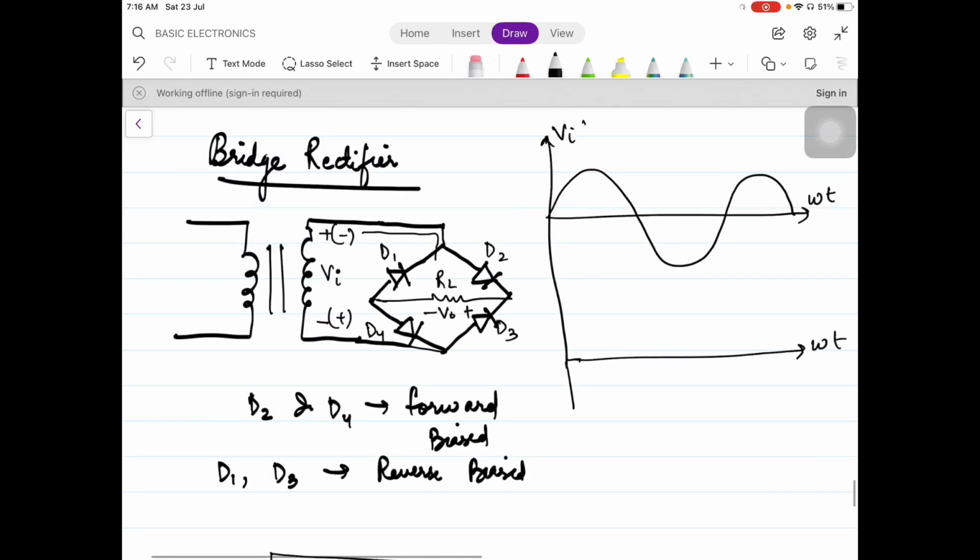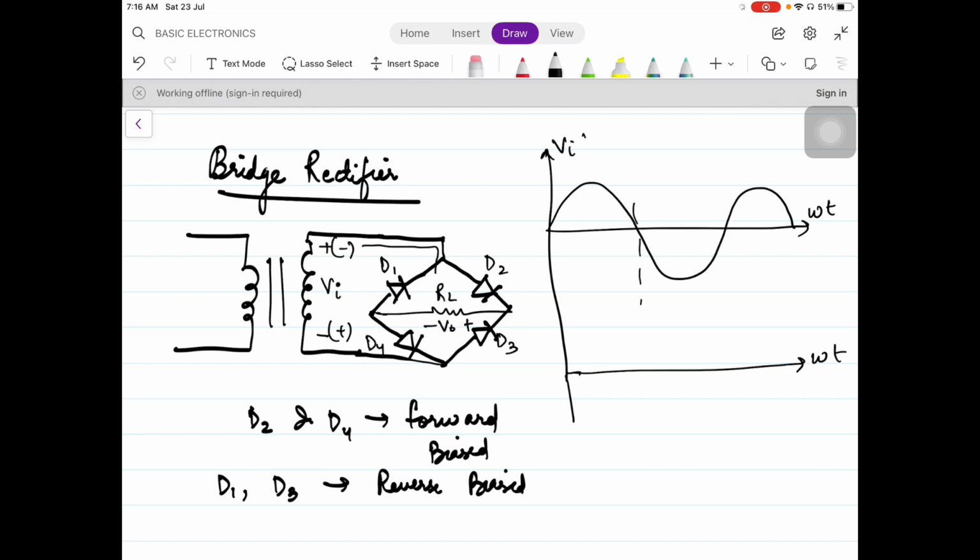Now, in order to draw it for the positive part, we have Vi again. For the negative part also, we have V0 equals Vi, but this input is minus Vi, so we need to fold it upwards and get Vi.